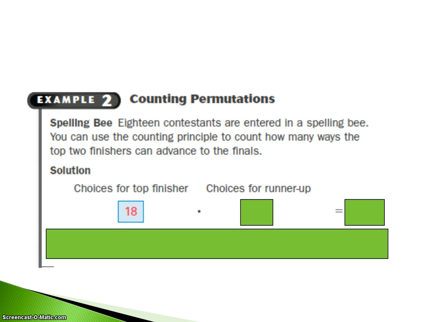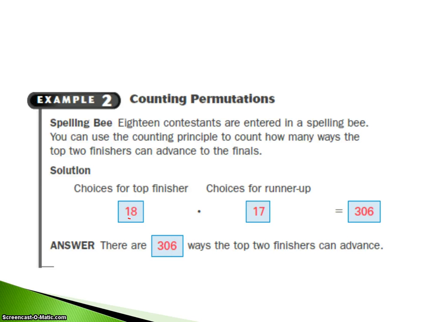But when you get to the second place, there's now only 17 because we already had somebody taken out for the top finisher. Multiply that together, 306 is your answer. There's 306 ways the top 2 finishers can advance. So there's 18 contestants, there's 306 ways that 2 of them are going to advance, or different combinations or permutations of them.